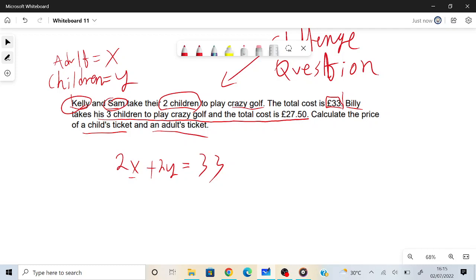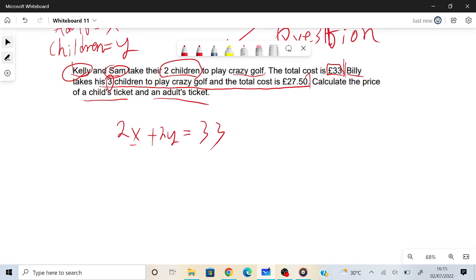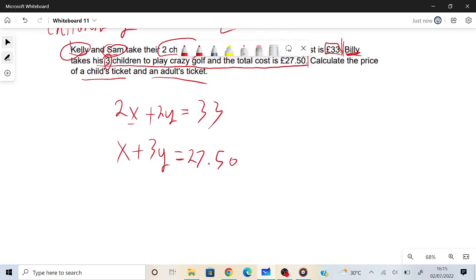So let's look at the second part of the question from Billy to here. It says Billy takes his 3 children to play crazy golf, and the total cost is £27.50. So there's only one adult here, that's Billy, so we have x plus 3y, because there are 3 children and y is represented by the children, and this equals 27.50.